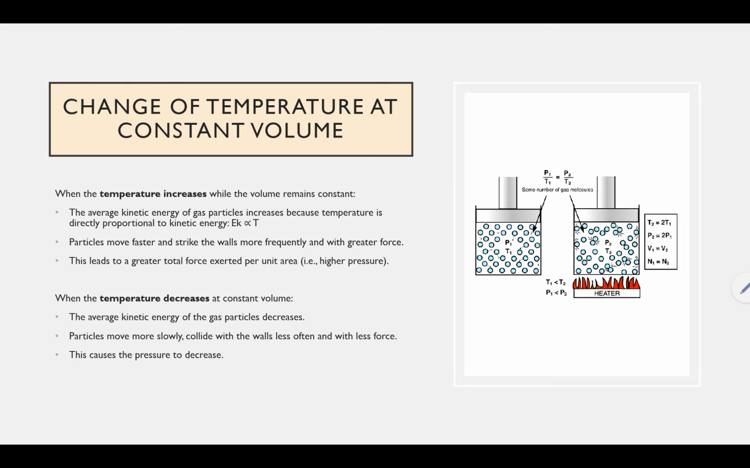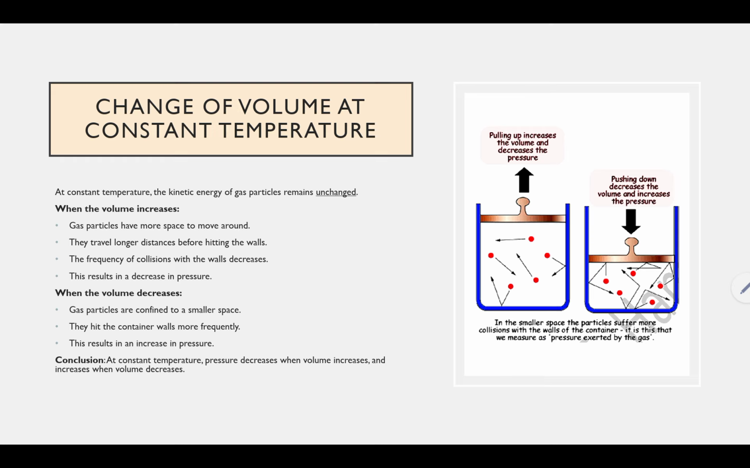Okay, so when temperature increases while volume remains constant, this is very important, the average kinetic energy of gas particles will increase because temperature is directly proportional to kinetic energy. So particles move faster, hit the walls more frequently with more force, leading to a greater force per unit area or higher pressure. Vice versa, when temperature decreases at constant volume, the kinetic energy will decrease, particles will move slower, colliding less frequently with less force, causing less pressure.